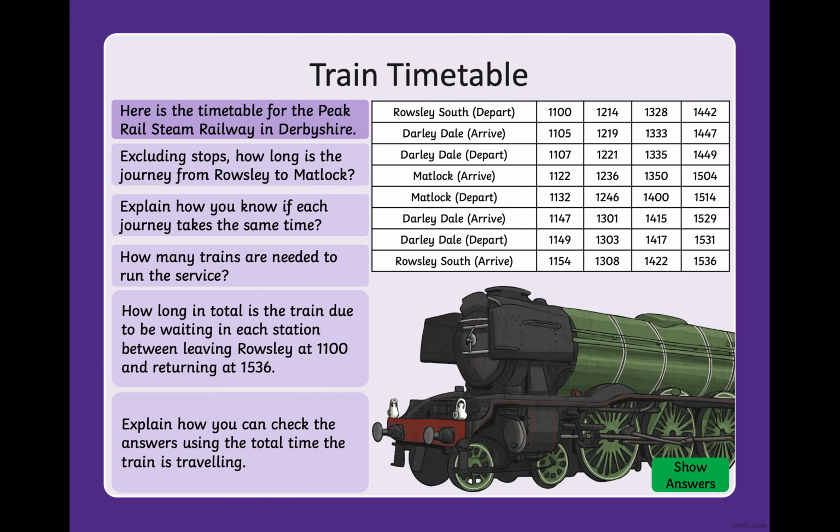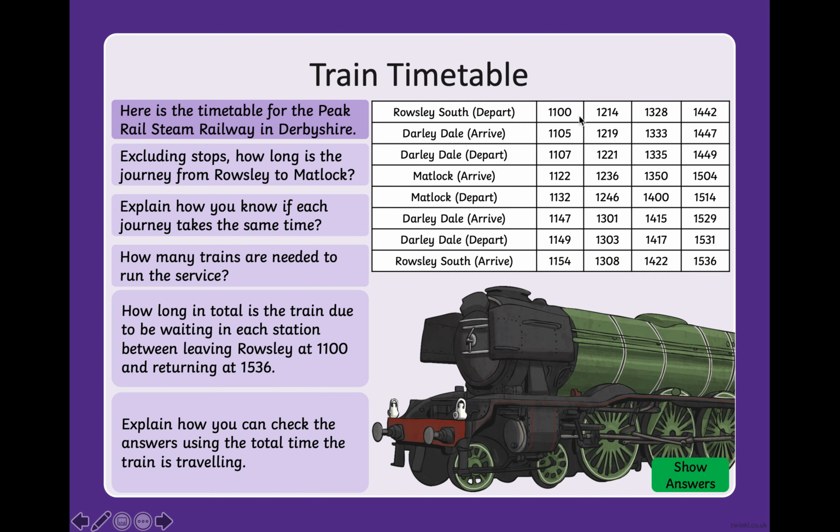Now moving on to the second question, says, explain how you know if each journey takes the same time. Let's see. What is each journey? What is one journey? It's from depart to arrive. That's one journey. Depart to arrive, that's another. Depart to arrive, it's another. Okay, but you cannot count this arrive depart as a journey, because the train arrived at Matlock and it stayed in Matlock for an amount of minutes. So that's not a journey. We can't call it a journey.